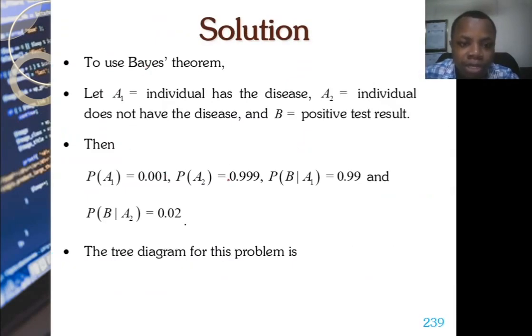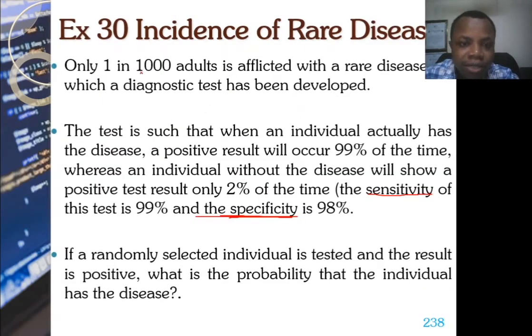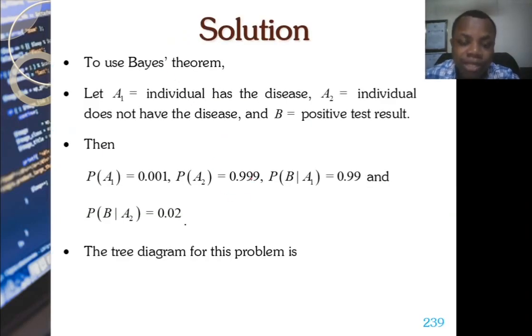Now the probability of not having the disease is equal to what? 999 out of 1,000 will not get the disease because it is a rare disease. So that is why we have a probability of 0.999. It's more or less like 999 out of 1,000. Okay?